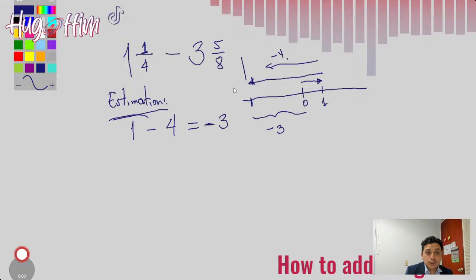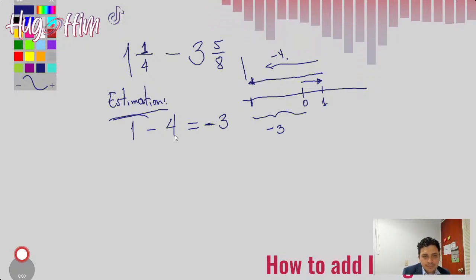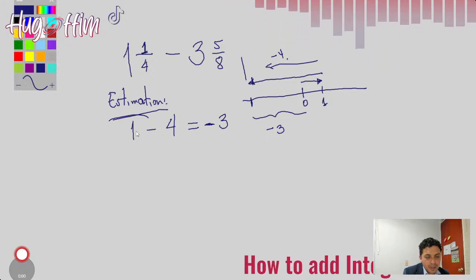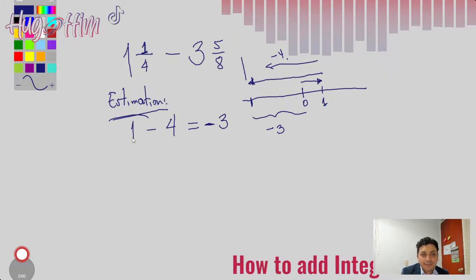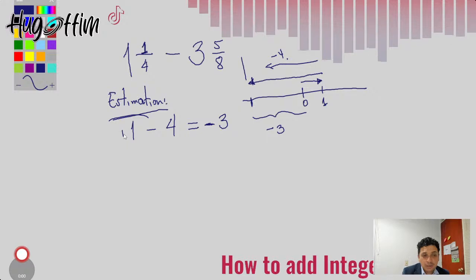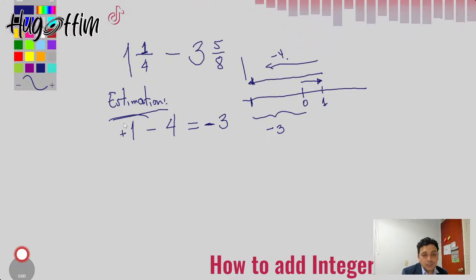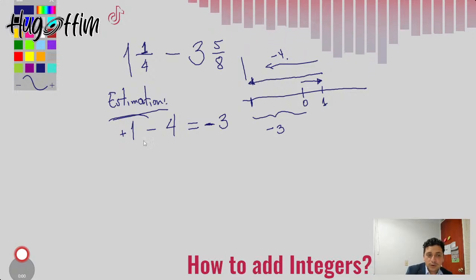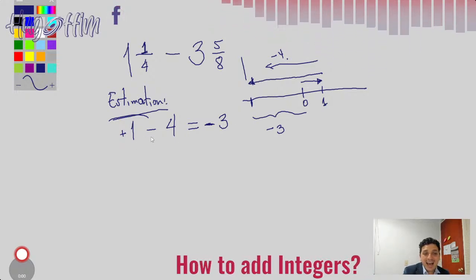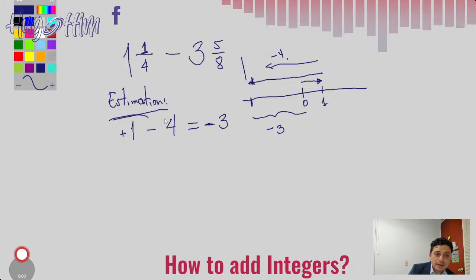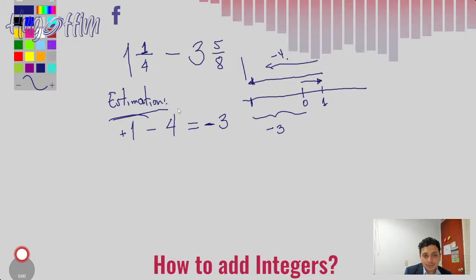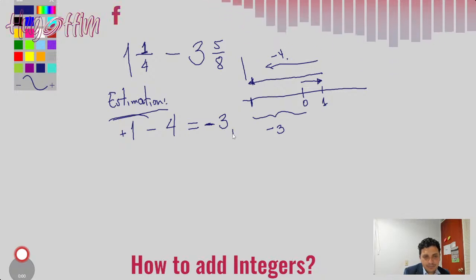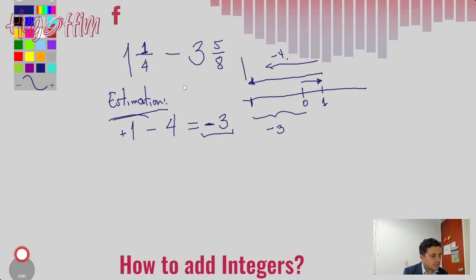And you can use the general strategy that I showed in a video, in which if you have two integers with different signs, in this case +1 and -4, you must subtract the absolute values, in this case 4 and 1, 4 minus 1 is 3, and the sign comes from the highest absolute value, or the highest distance, in this case -3. Okay? Now I got the estimation.